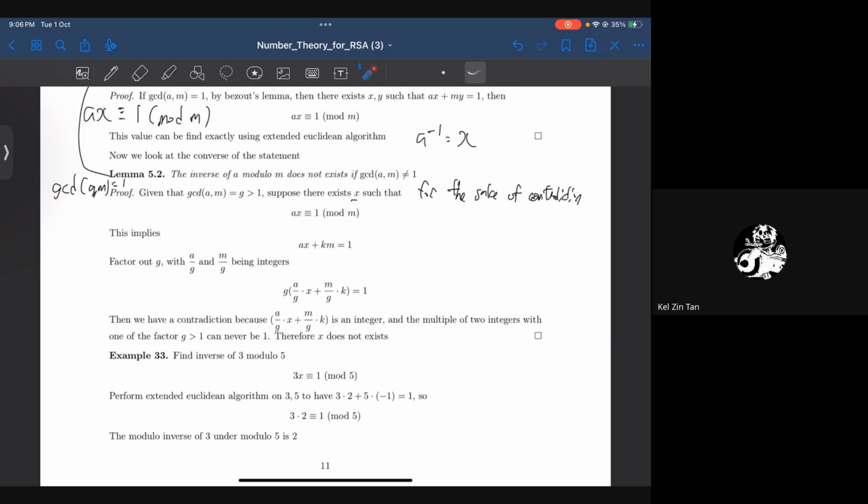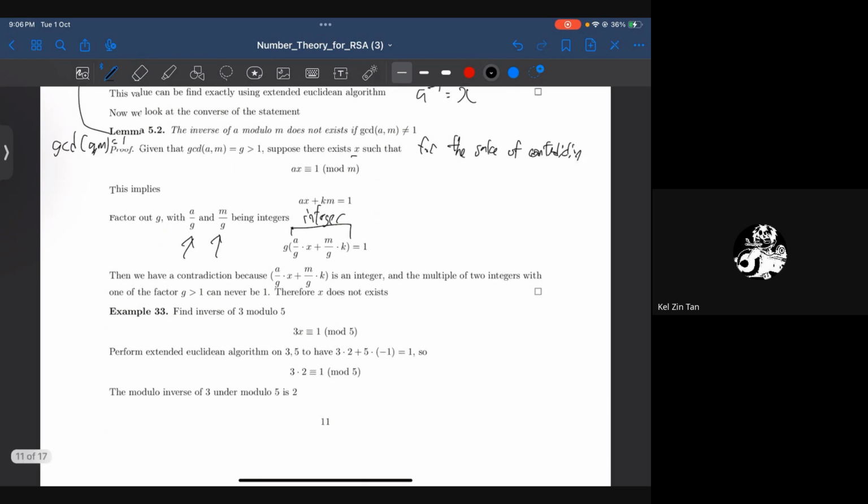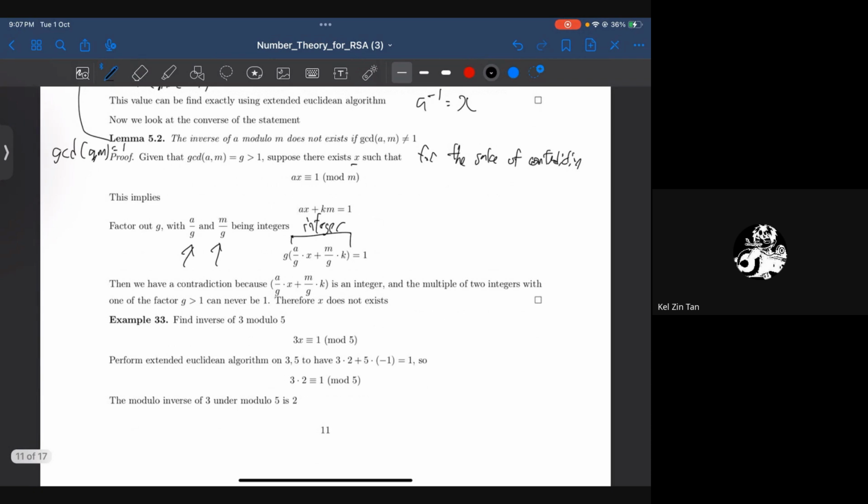If x exists, then we can expand the modular equation to get ax plus km equals 1. Because g is a factor of A and g is also a factor of M, we can factor out g and rewrite it as g multiplied by (A divided by g times x plus M divided by g times k) equals 1. Note that these two are integers, and this whole thing is also an integer.